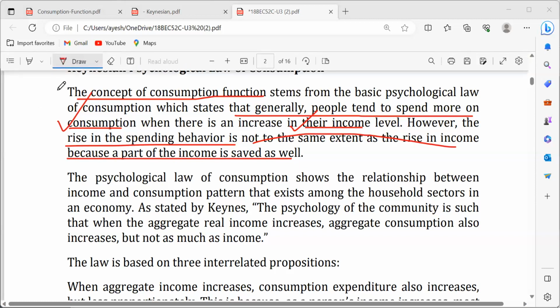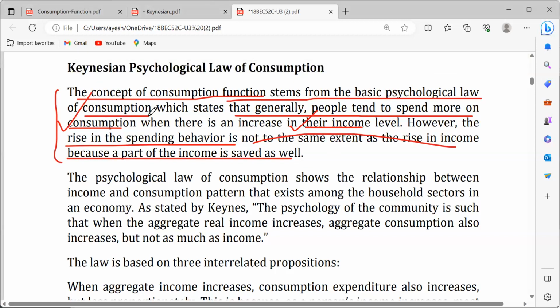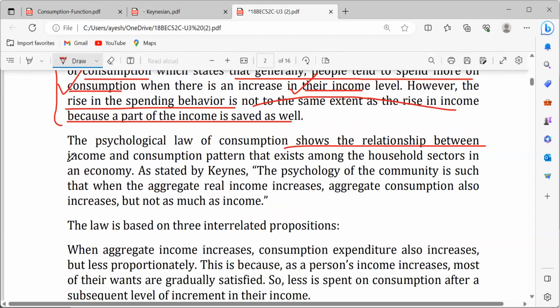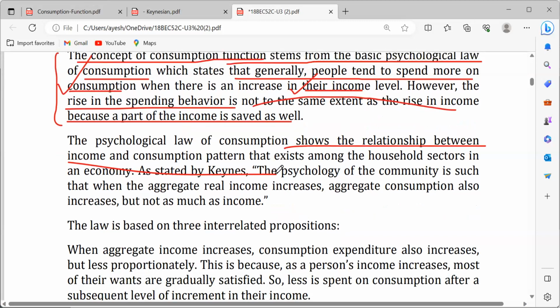So the concept of consumption function stems from the basic psychological law of consumption. That means it always depends upon your income, your behavior, and your spendings. The psychological law of consumption shows the relationship between income and consumption. This is what we saw in yesterday's class also. A person's income determines consumption as well as savings. Once your income increases, that will have an effect on your savings.